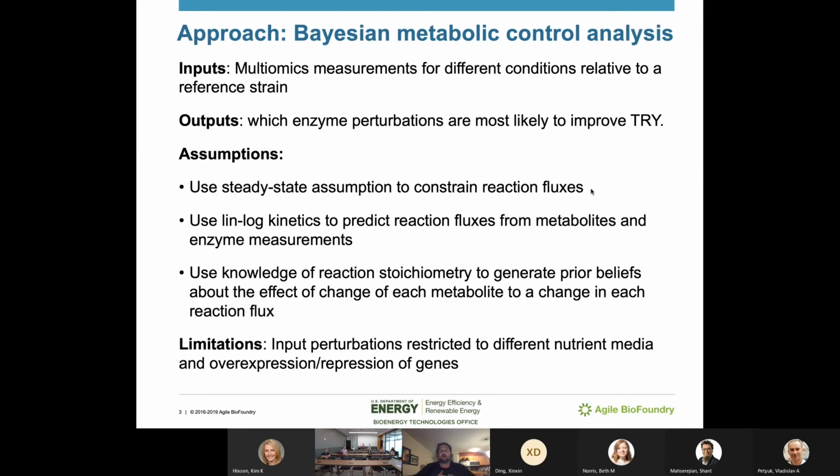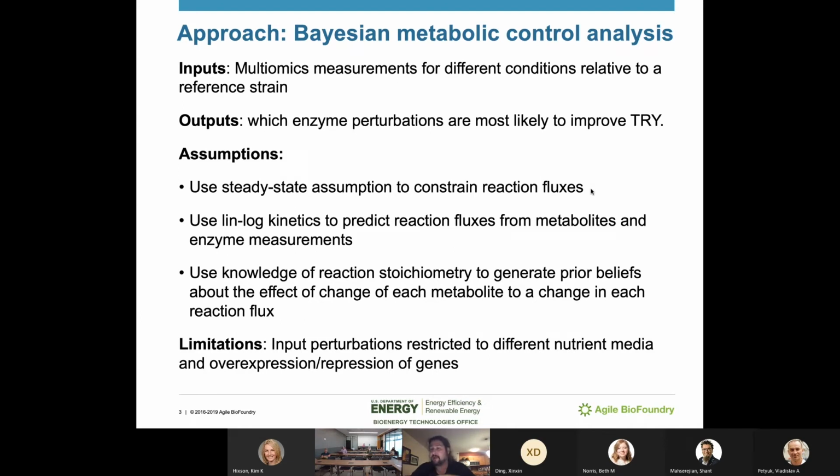So the way that Bayesian Metabolic Control Analysis works is its inputs are multiomics measurements relative to a reference strain. So you have some fastest growing strain, the one that's producing the most of your product, but you have a whole bunch of other strains as well. And you want to use all that information from the slower growing strains to perform that sensitivity analysis on the reference strain.